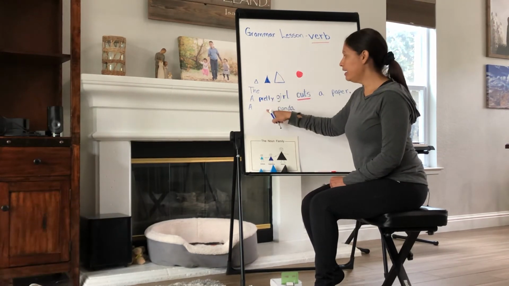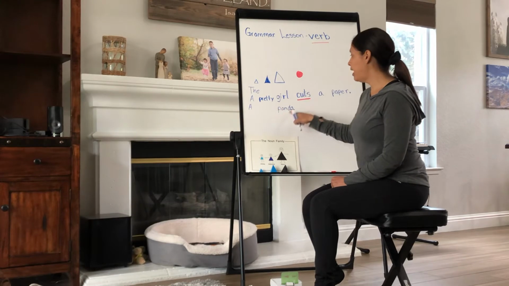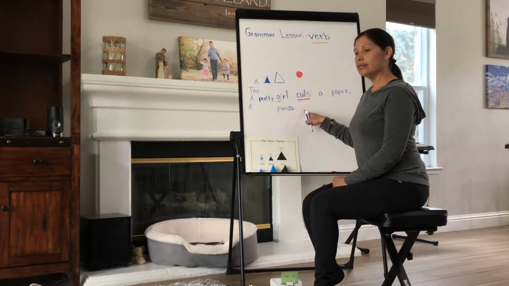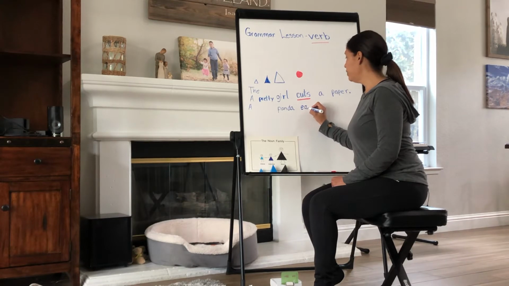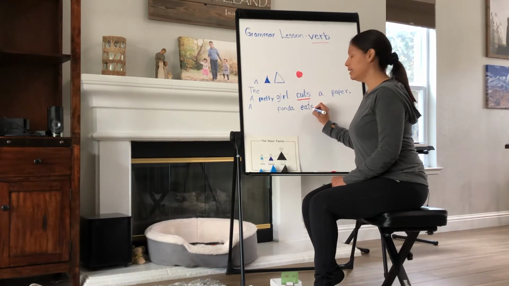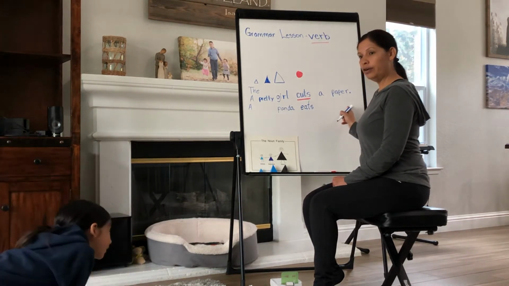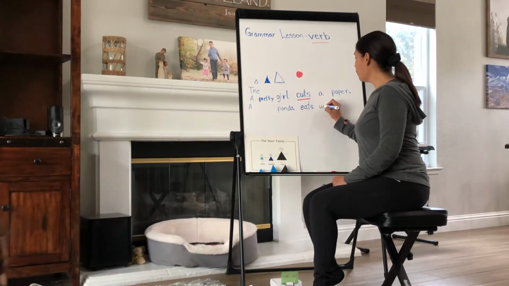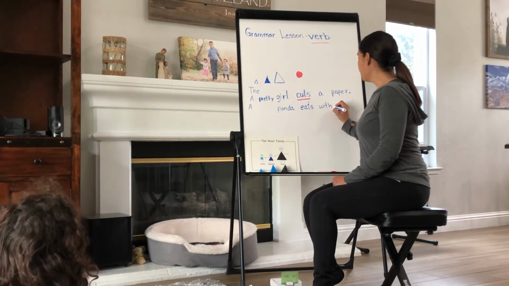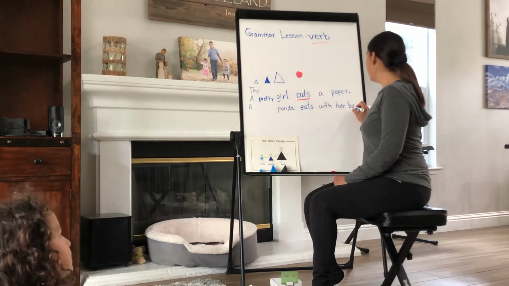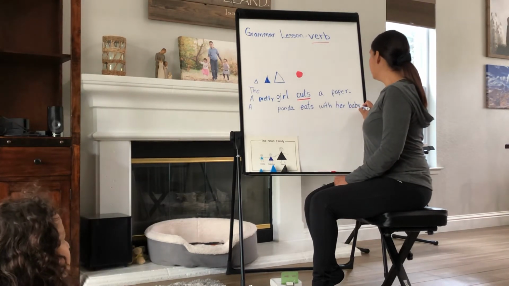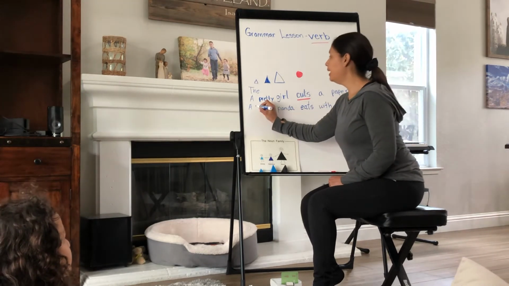We're going to add to that sentence. I can say a panda is eating with its baby. Okay, and you guys use the word is again. I'm going to put just the verb. Eats with her baby. A panda eats with her baby. And what kind of panda did we say that was? You gave me a color. Black and white.